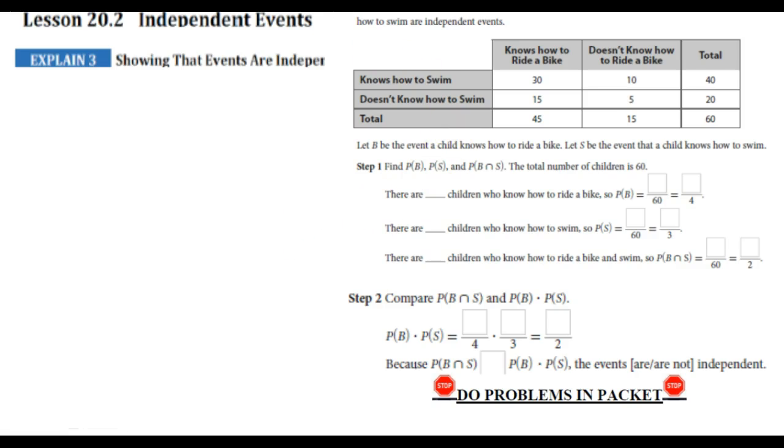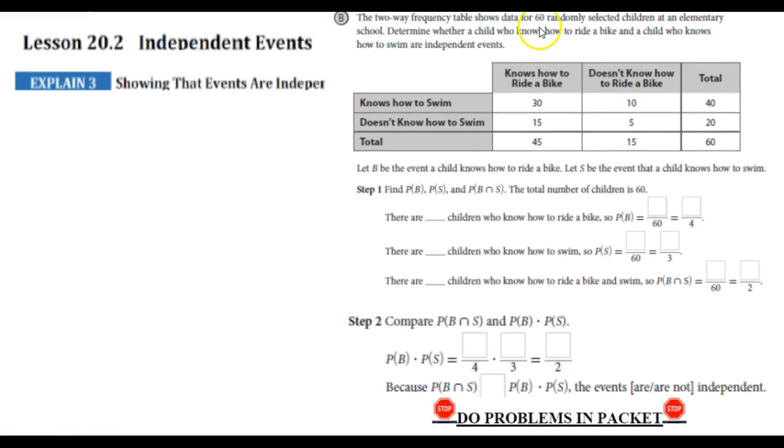So again, they're going to give us a two-way frequency table showing 60 randomly selected children at an elementary school. Determine whether a child who knows how to ride a bike and a child who knows how to swim are independent or not. They're always going to define our events for us. They say let B be the child knows how to ride a bike, and S be the child knows how to swim.